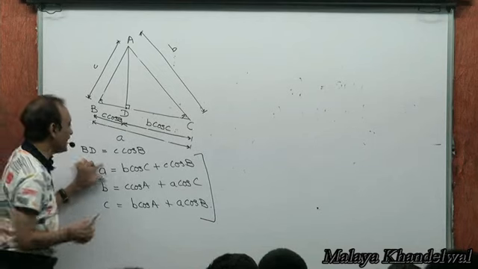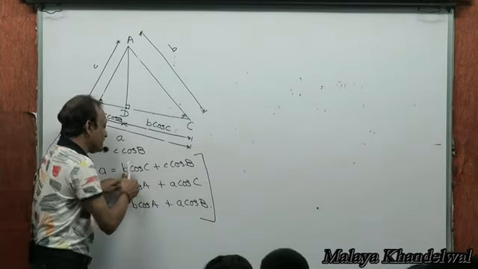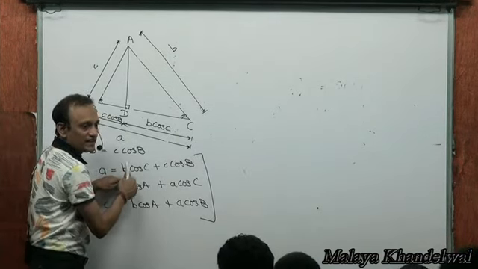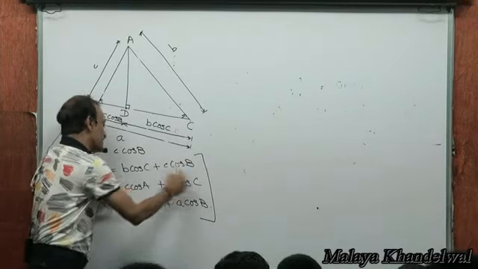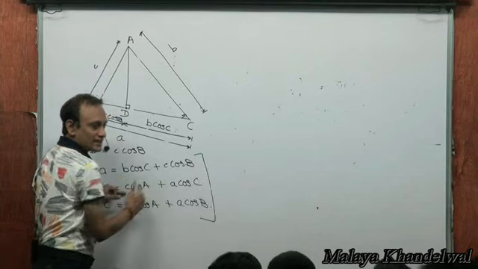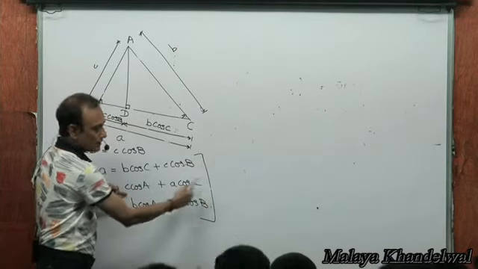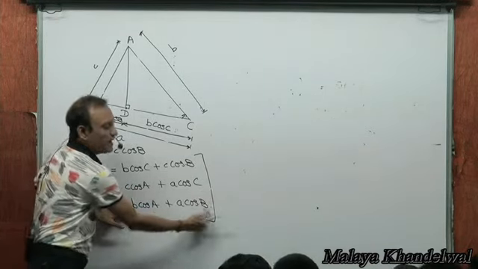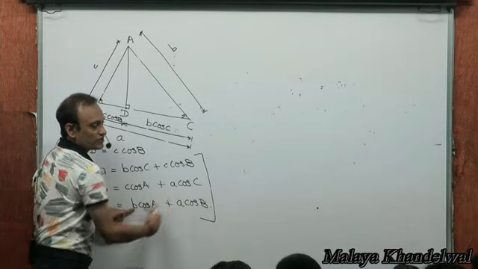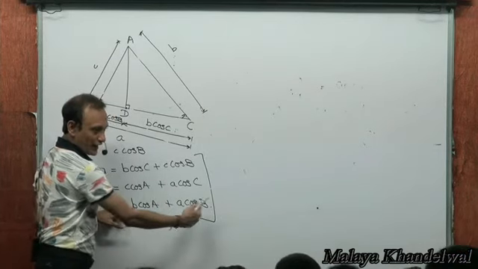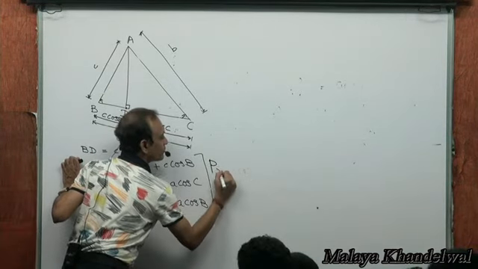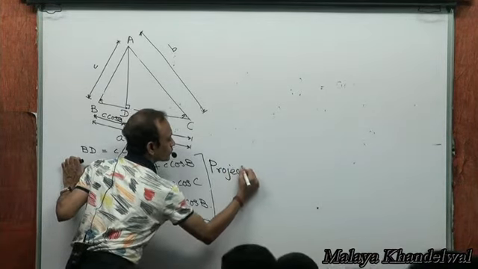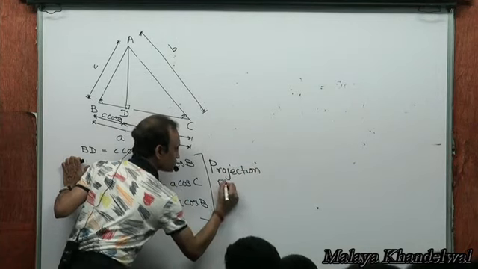So if you have side a, then on the other side, neither the angle A nor the side a will feature. It will be b cos C plus c cos B. If you have b, then either the side or the angle b will not feature on the right hand side: c cos A plus a cos C. C, b and a will feature on the right hand side, but c will not feature in terms of side or angle. These results are called projection formulae.